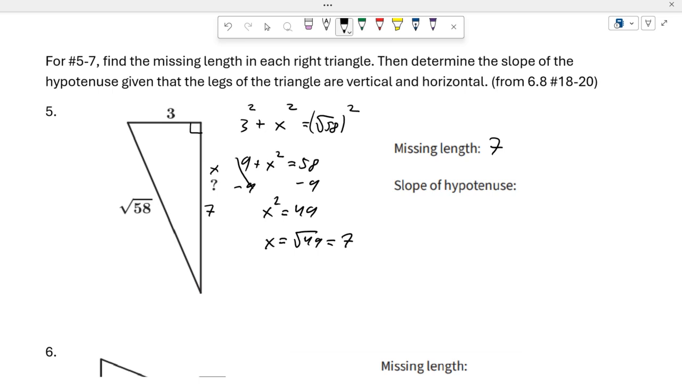Now it says find the slope of the hypotenuse. Technically, at least the way that this triangle is oriented, the slope of the hypotenuse looks negative to me because it's going down from left to right. So, I would say that the slope is negative.